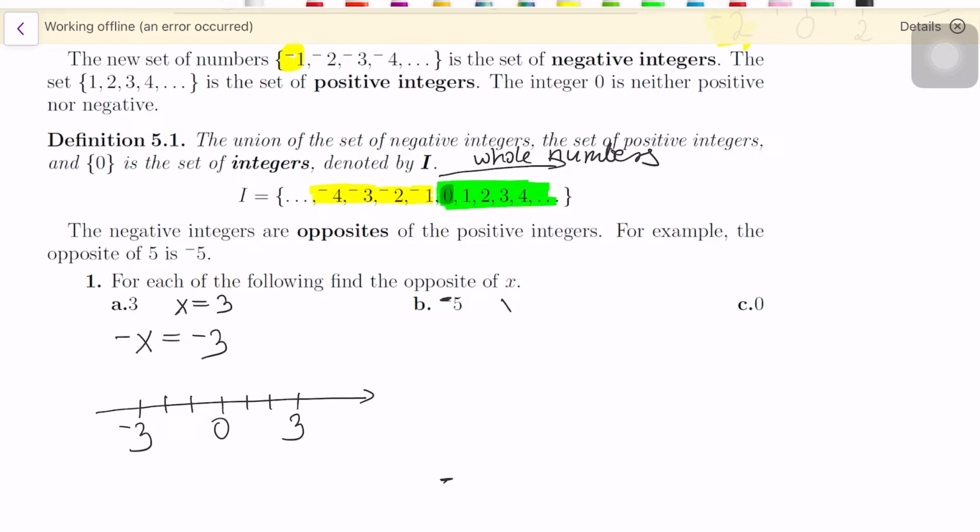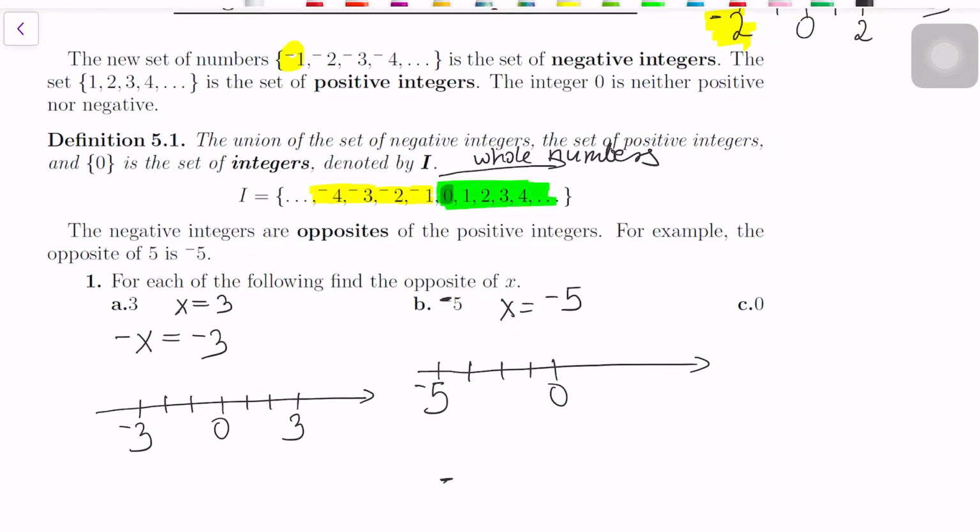Okay. But what if x is -5? What's going to be the opposite to it? So now your x is -5. So the opposite to it means we need to bring it to the other side of 0. So it's going to be +5. So now the opposite to x will be +5, right? Because again, opposite brings it to the other side of 0, within the same distance, but on the other side.